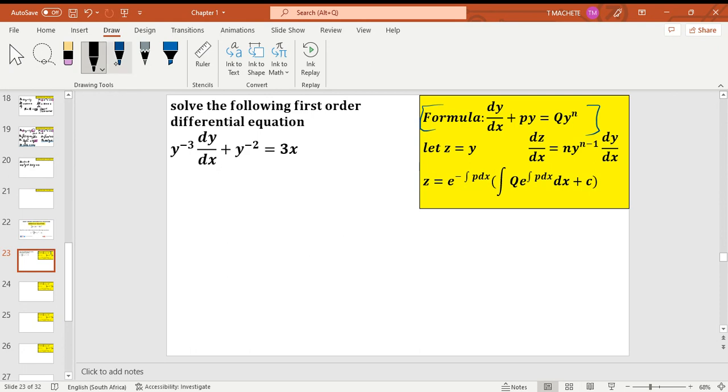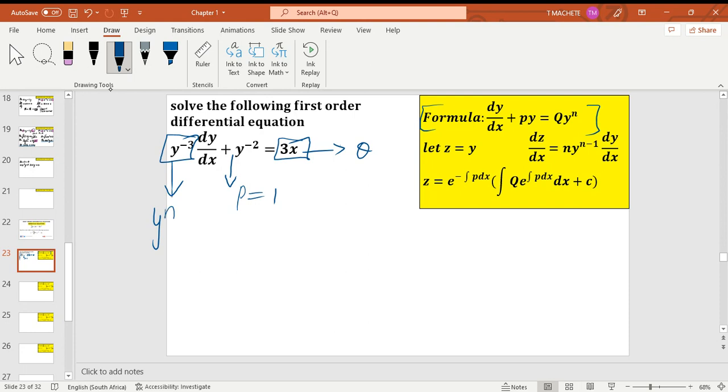So in this formula, you're going to have to identify your P, your Y, and your Q. In this case, our Q is this one. There's our Q, and then our P is there. So our P equals 1. And then your y to the power n in this case is going to be this one. You see the y to the power n, that's your y to the power n.